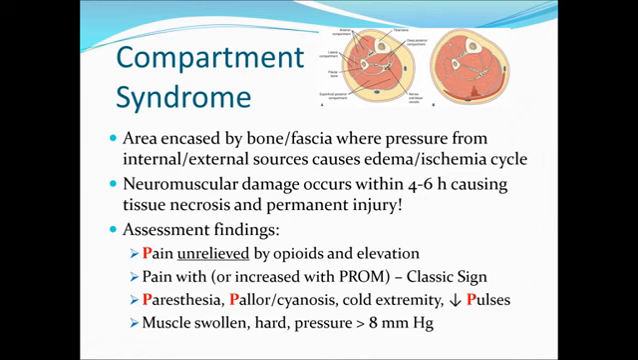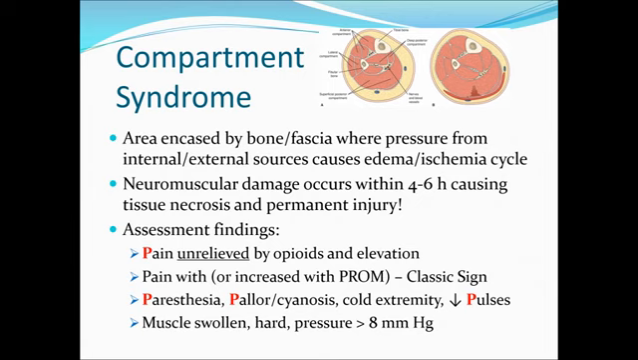So looking at the assessment findings, again, things that I mentioned before: pain unrelieved by opioids and elevation, pain with or increased with range of motion. That is a classic sign. Paresthesia, so numbness, tingling, pallor, cyanosis, poikilothermia, cold extremity, and diminished pulses. The muscle will often feel swollen and hard, and if they're doing internal pressure measurements, it's going to be above 8 millimeters of mercury. This is something that needs immediate notification to the physician.